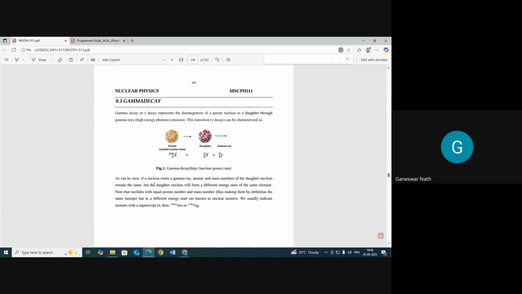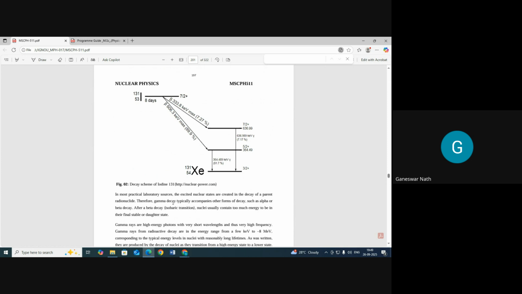Okay, as you can see, if a nucleus emits a gamma ray, the atomic and mass number of the daughter nucleus remain the same. But the daughter nucleus will form a different energy state of the same element. That means the daughter nucleus has a different energy level from that of the parent nucleus. So this is the gamma decay that happens.